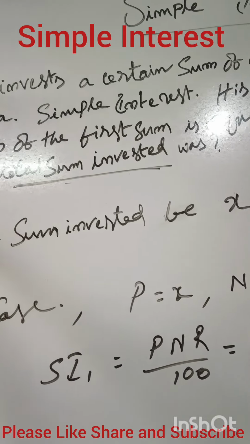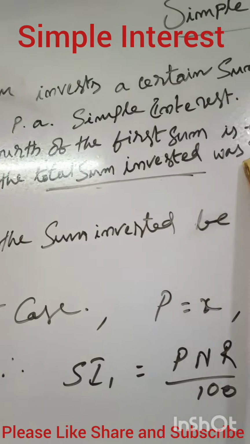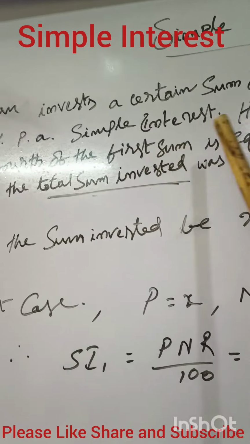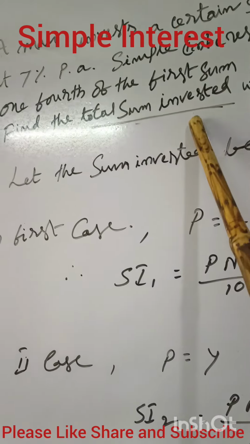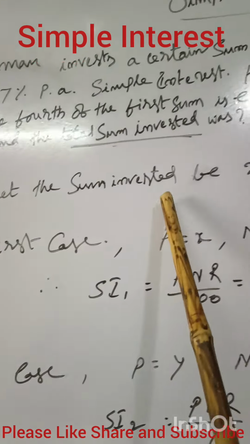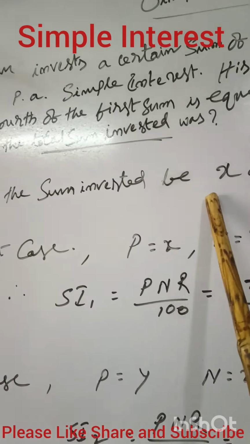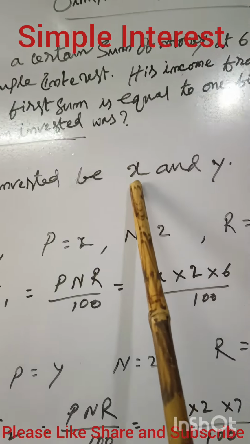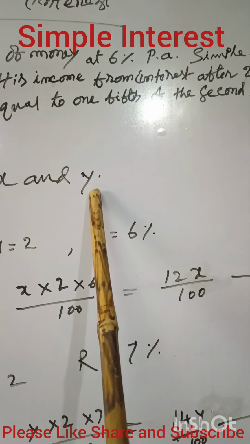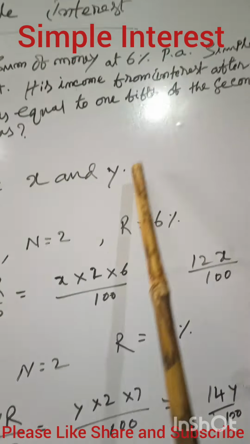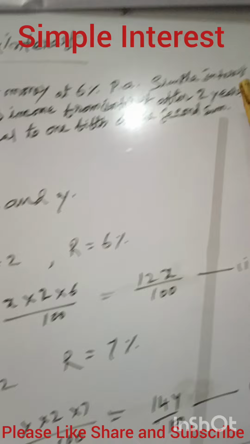So what the question is asking is to find the total sum invested, meaning in the two ways what is the amount invested. So in two ways you have to think, different amounts are given. So first let the sum invested be x one way and y in another way. X at 6%, y at 7%, both are given for 2 years only.